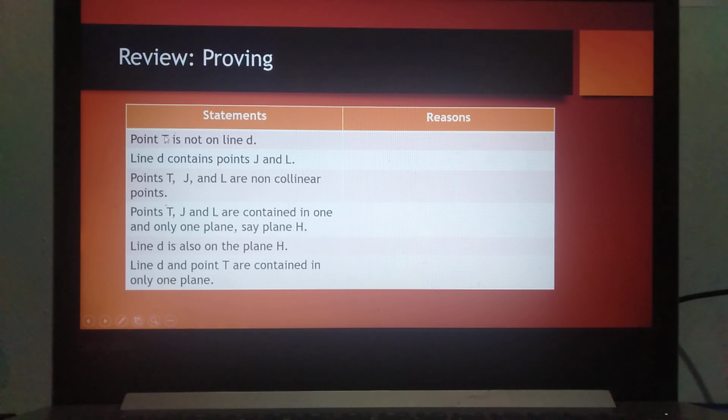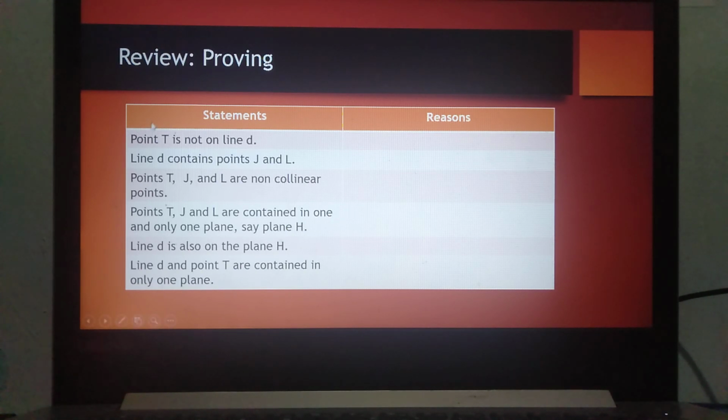Binigay ko na dito yung statements niya. So, we need to deduct or we need to think of a good reason to support our statements. Siyempre, hindi tayo mapoprove na kung saan yung statements natin magde-defy doon sa kailangan nating answer. Kailangan natin palabasin yung sagot.